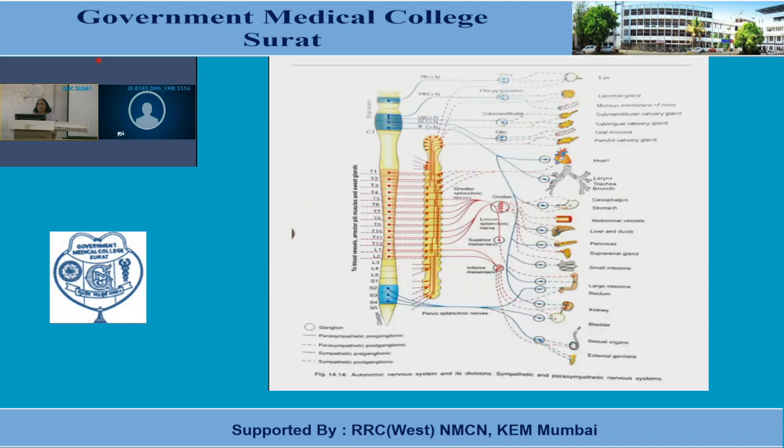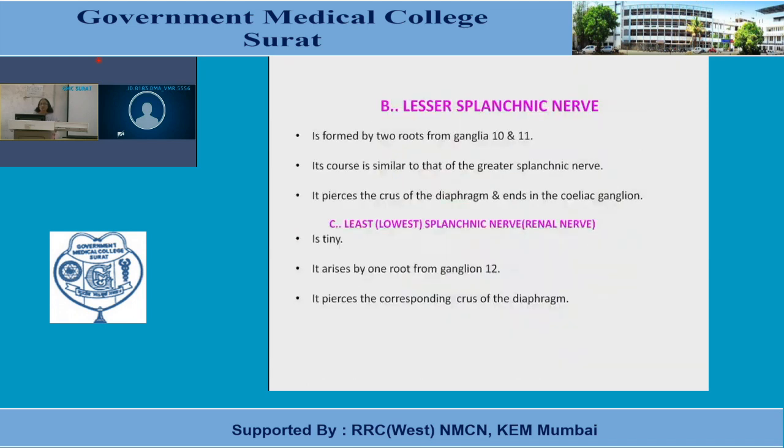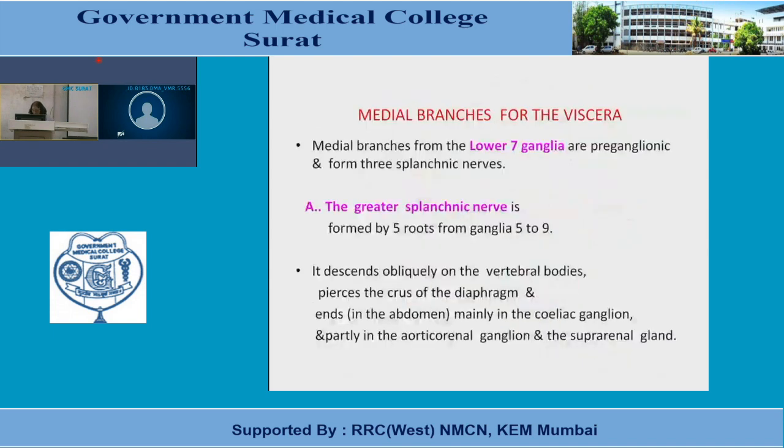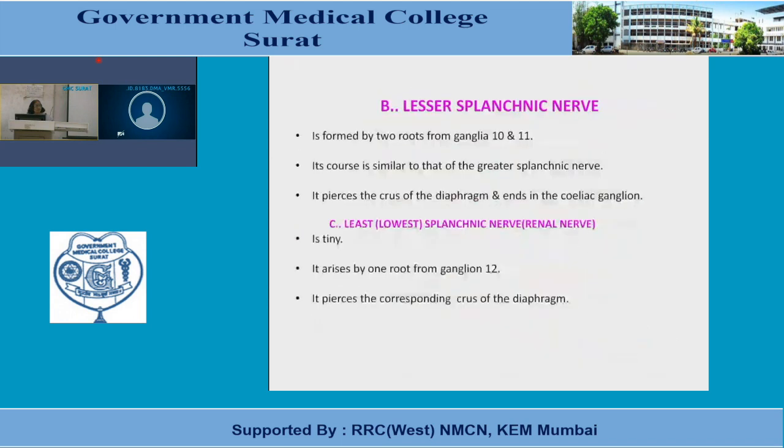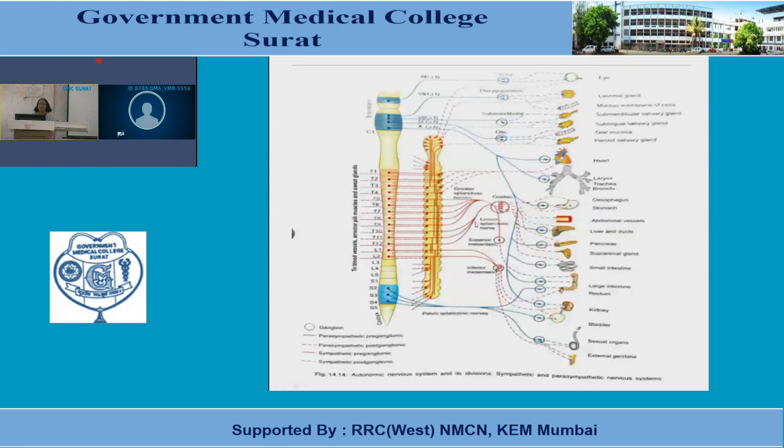Second important diagram you can see. The lesser splanchnic nerve is another medial branch derived from the lower 7 ganglia which are preganglionic and form the 3 splanchnic nerves. Now the lesser splanchnic nerve is formed by 2 roots from ganglia, that is the 10th and the 11th. Its course is similar to that of the greater splanchnic nerve. It pierces the crus of the diaphragm and ends in the celiac ganglion. So here is the diagram showing the lesser splanchnic nerve, 10th and 11th. You can see in the given diagram.